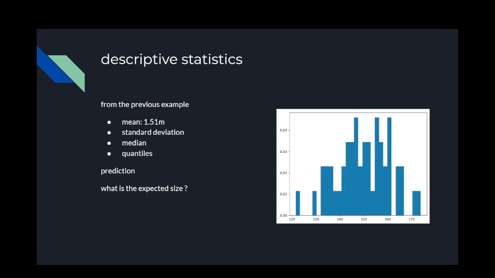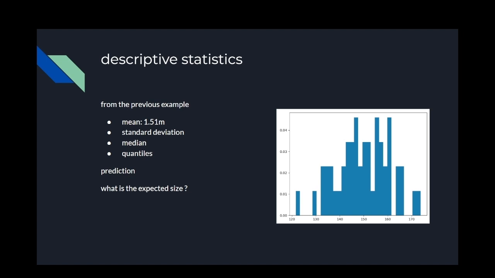Now let's talk about descriptive statistics, and let's use our previous example. From our previous example, we got this plot on the right, and we want to get some insights. Those insights are going to be inferred from descriptive statistics. We have many descriptive statistics, some very popular, like the mean, which is the sum of all of our observations divided by the number of observations. Quite simple.